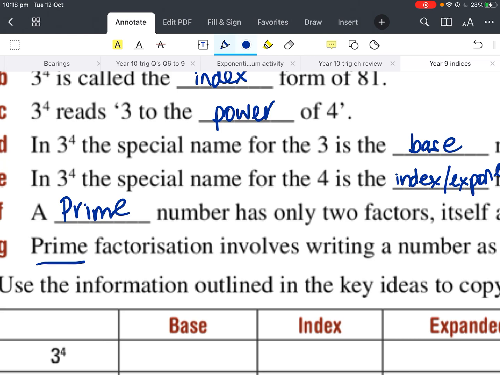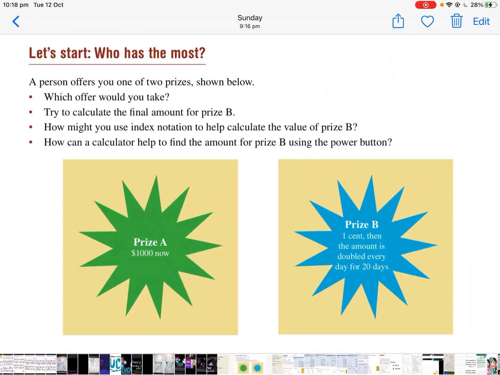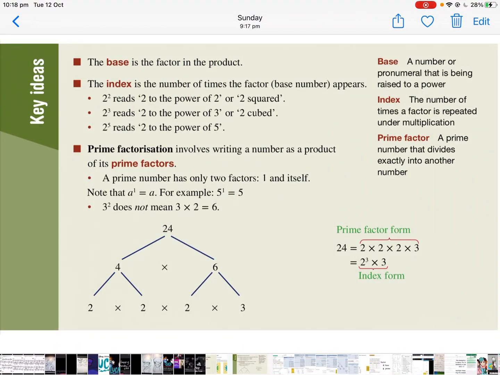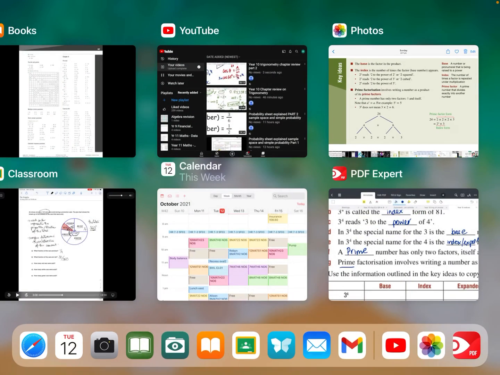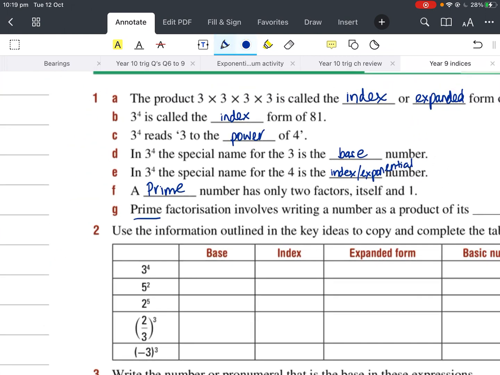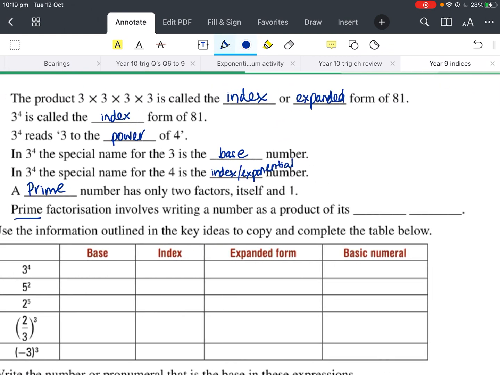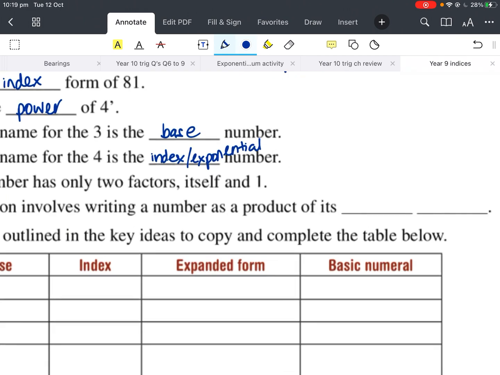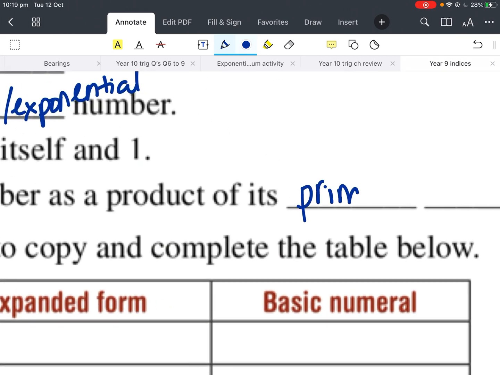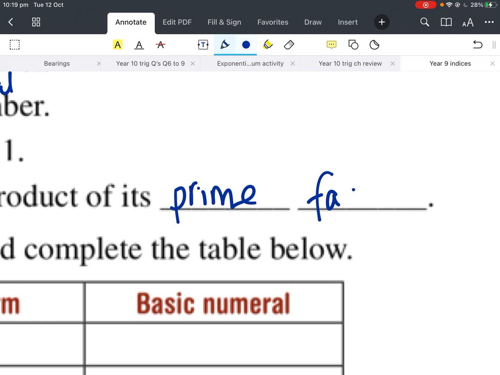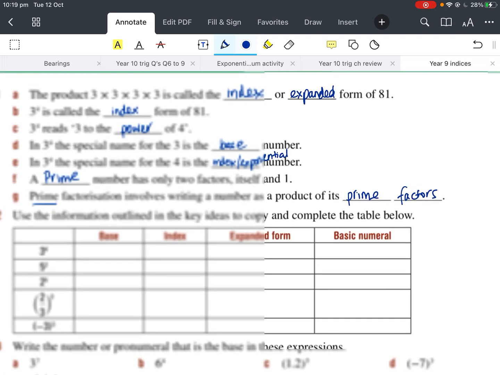Now that is on the other key ideas, which was this one. There you go. 2 to the 2 reads 2 to the power of 2. Beautiful. Alright, and prime factorization involves writing a number as a product of its prime factors. Remember those good old factor trees from year 7? No, everybody says. Alright, let's try this one. Prime factorization involves writing a number as a product of its prime factors. They were all in the key ideas box.